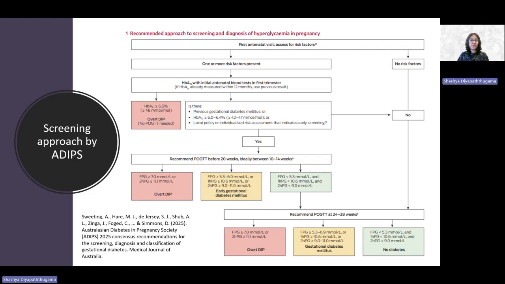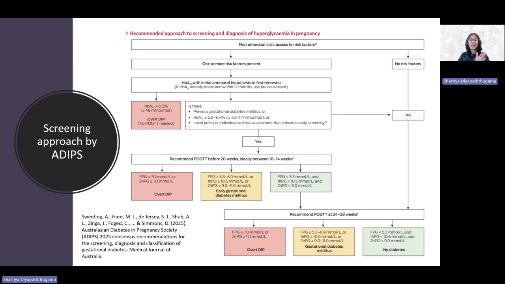So for those people, we do a second screening, which is before 20 weeks, ideally 10 to 14 weeks. And we again can identify whether they have overt diabetes in pregnancy or gestational diabetes at the early stages based on these cutoff values. Then there's another point, which is between 24 to 28 weeks. That is called the universal testing for gestational diabetes for every woman, for all pregnant women, whether they previously had diabetes or have risk factors or not, irrespective of any condition.